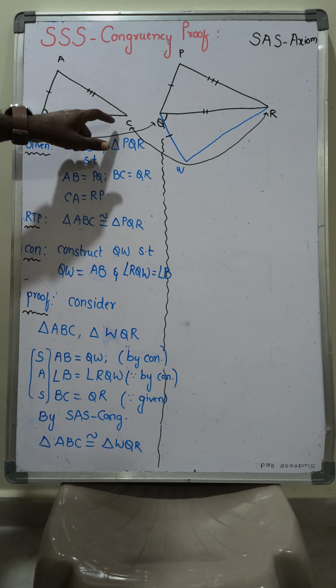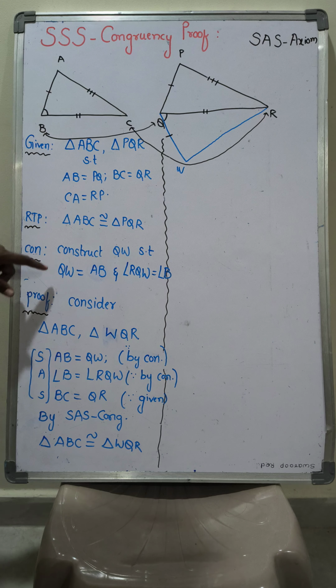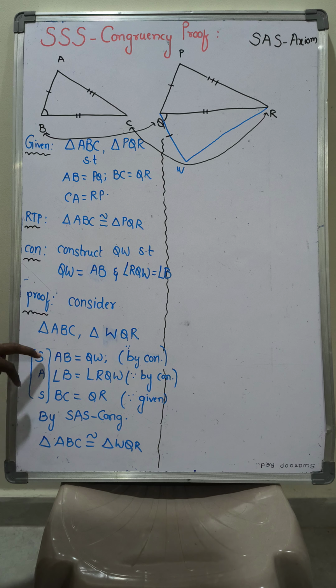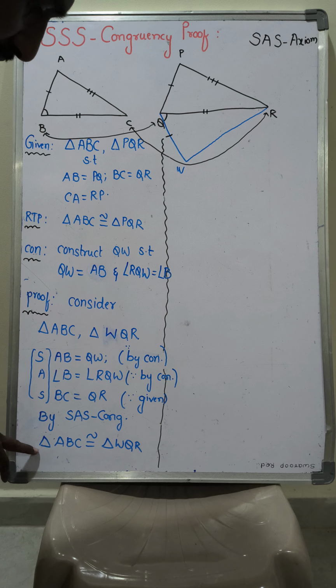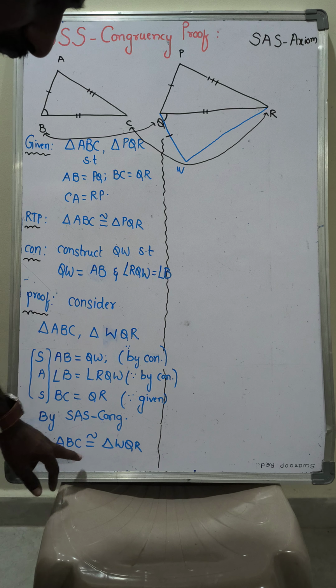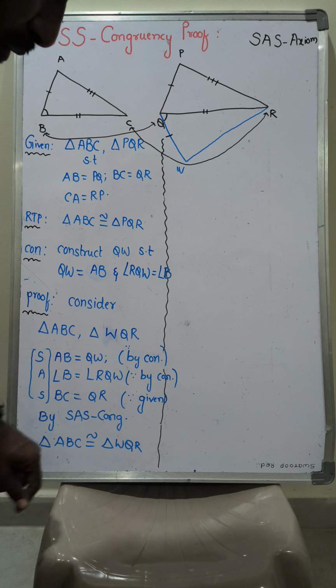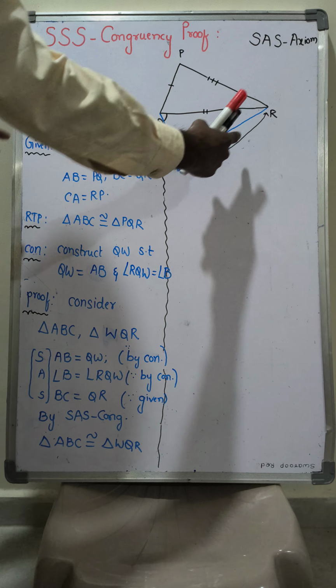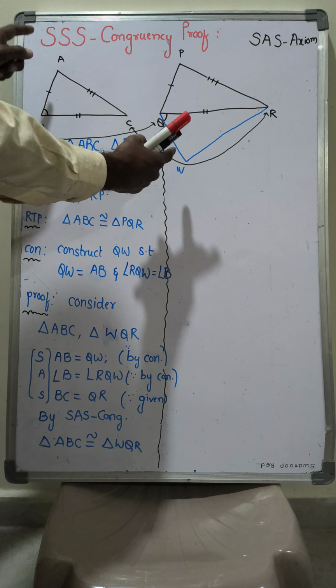And lastly, BC is equal to QR, because BC equal to QR is given in the question. So therefore, by the SSS congruency criterion, we can say triangle ABC is congruent to triangle WQR. Here, angle B corresponding is angle Q, angle C corresponding is angle R, and angle A corresponding is angle W.